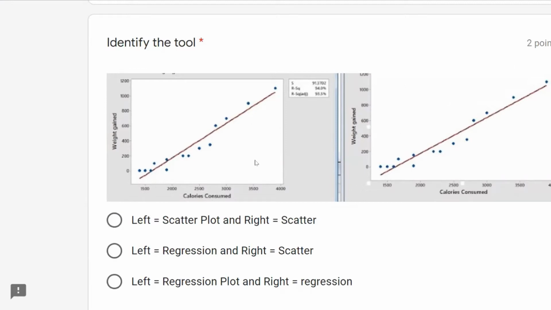Identify the tool. On the left side, we have one tool. On the other side, you have one tool or plot, right? So what is the name of the left side, and what is the name of the right side? The left side has given more detail like R square value, standard deviation, R square adjusted and all that. This typically happens in regression. On the right side, this is a scatter plot, which does not give the equation and does not give the R square value on the plot, right? Therefore, my answer is regression on the left side and scatter on the right side.